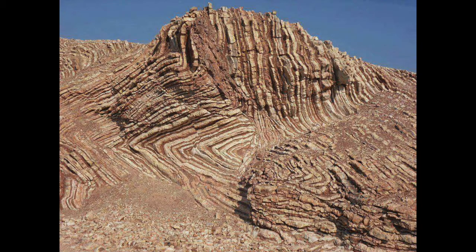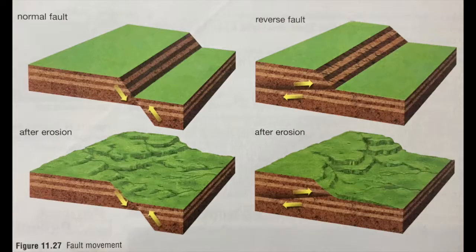Figure 11.27, fault movement. You have a normal fault, you have a reverse fault, after erosion, and after erosion. So you have the normal fault, and then you have the after erosion picture, and then you have the reverse fault and the after erosion picture.